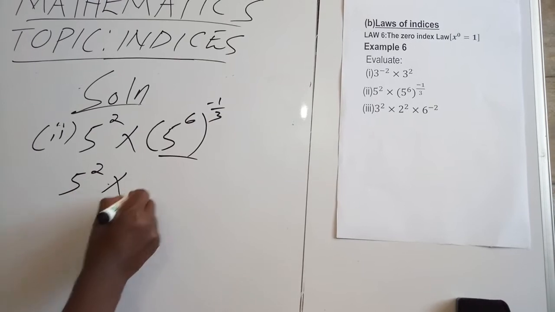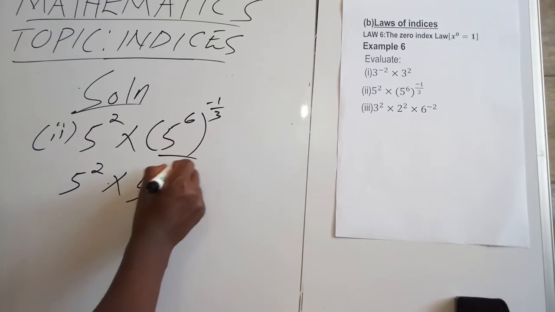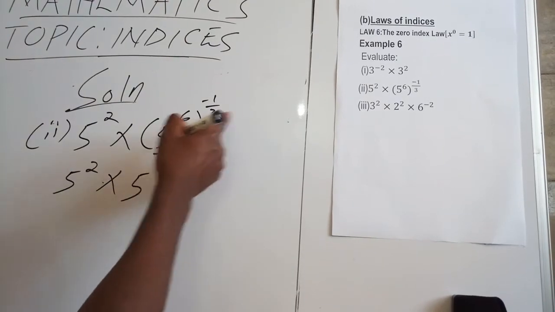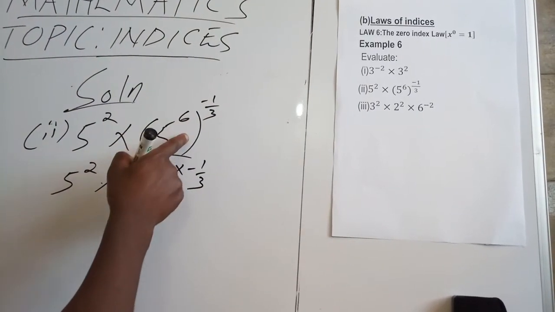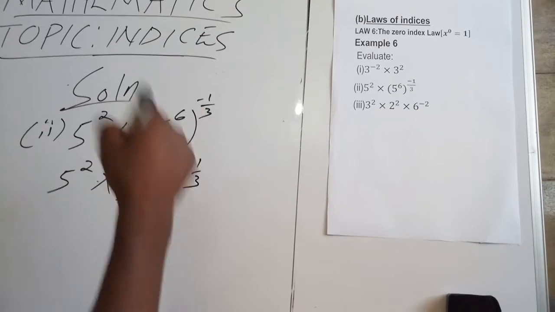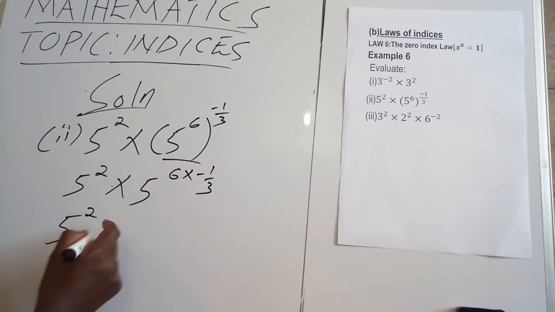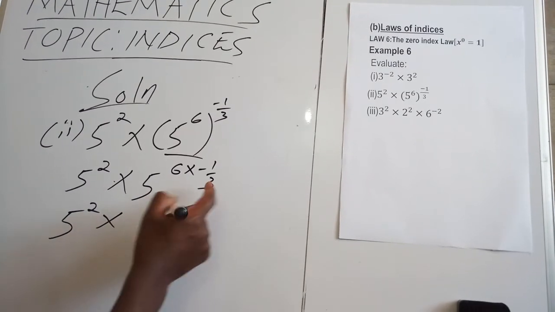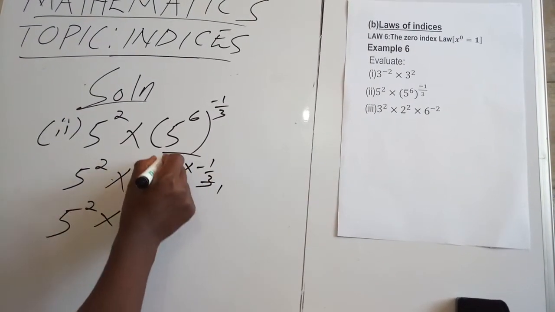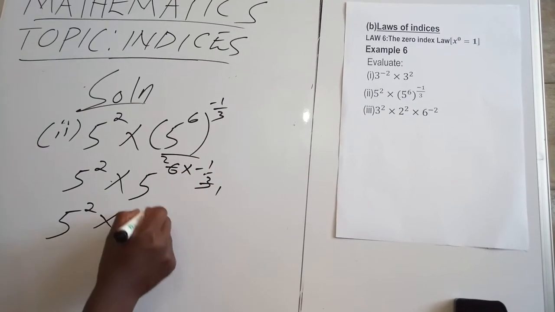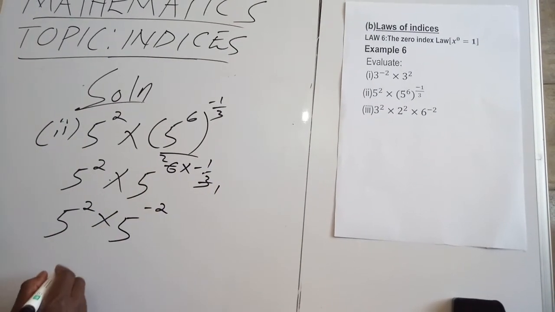5 power 2 times 5 power 6 times negative a third, based on the previous law, law number 5 we discussed in the previous lesson. So what will that give you? 5 power 2, which is that, times this goes here, of course 1, this goes here 2. 2 by negative 1, what do you get? You end up with 5 power negative 2.